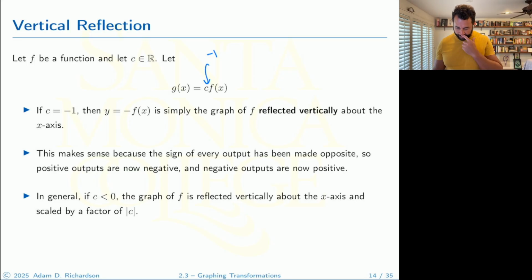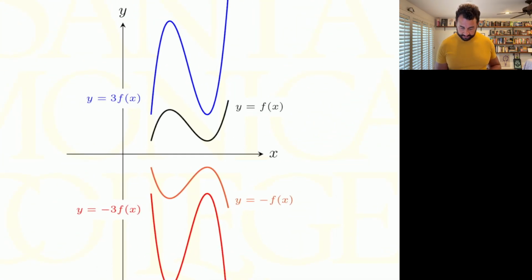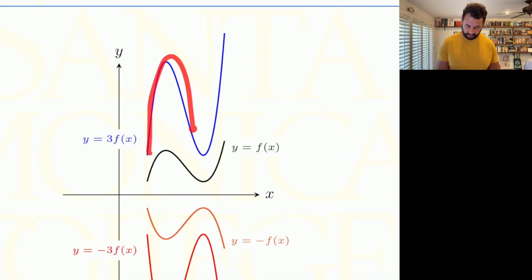If c has a size that is bigger than 1, then you're not only doing a reflection, you're stretching it too. Yeah, you'll stretch it. So you can combine all these things. Here's a couple examples, a couple pictures. We'll zoom in here. Here's y equals f of x. Now I'm going to scale that function by 3, and that's going to give me a vertical stretch. There we go. You see how it's the same shape, but stretched? That's what's going on here.